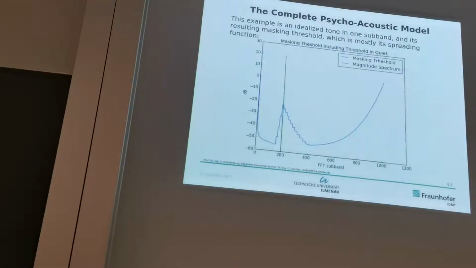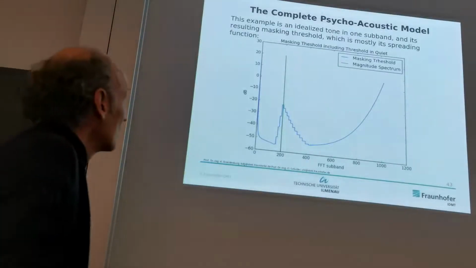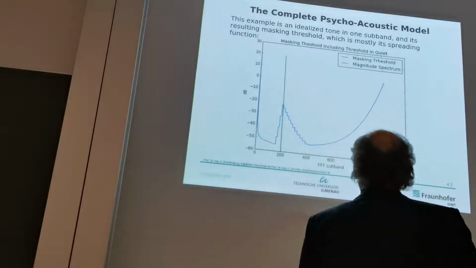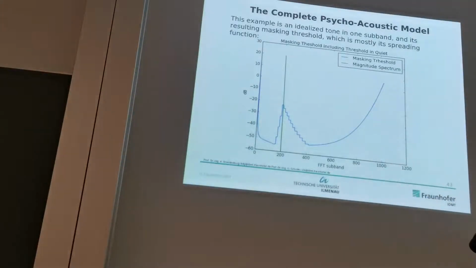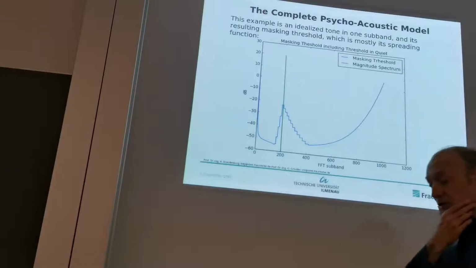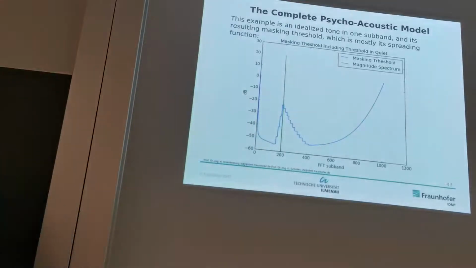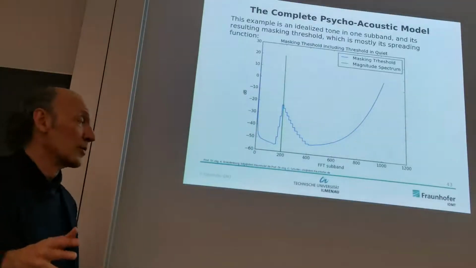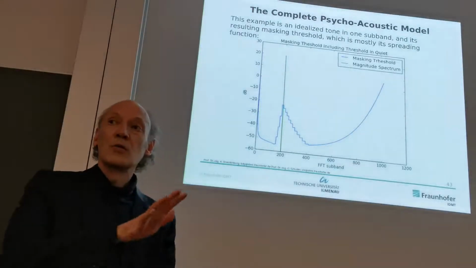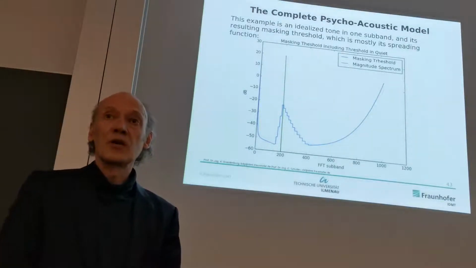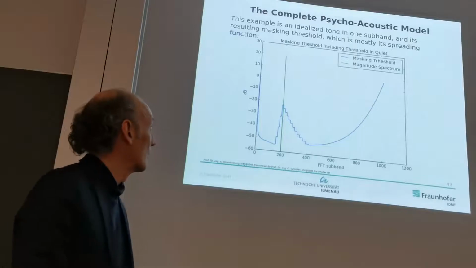Yeah, so here's an example. Here I have now an idealized spectrum, just to show what it's doing. For testing, it's always a good idea to start with a very simple input, such that it's predictable what the output is, and so that you can compare your expectation with what you really see.